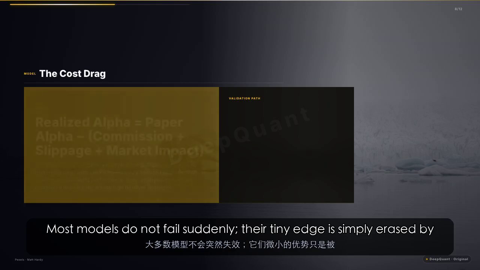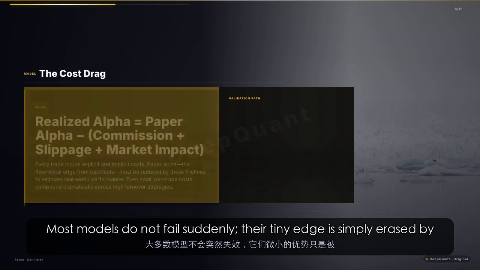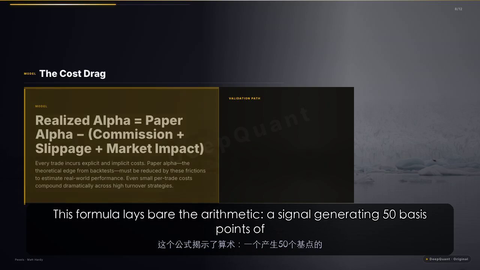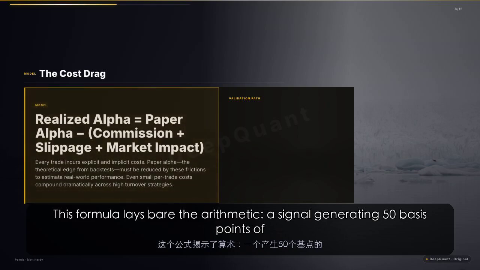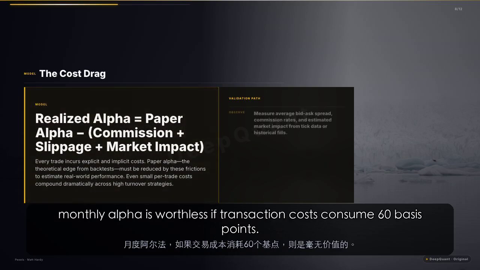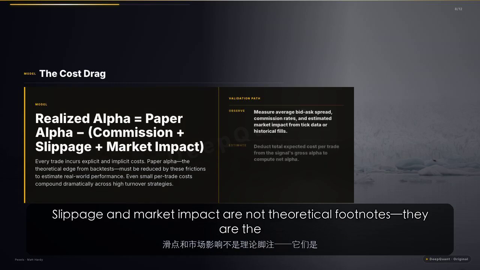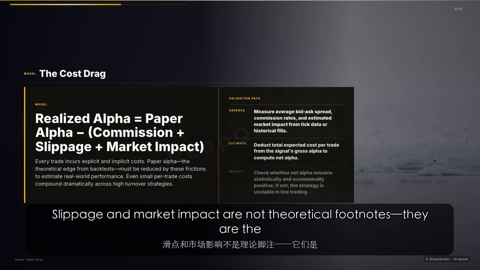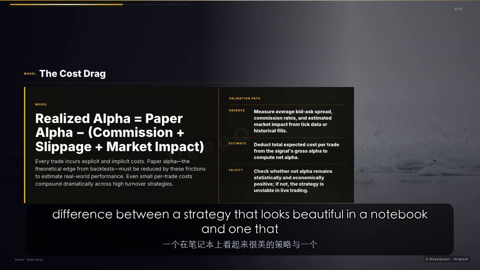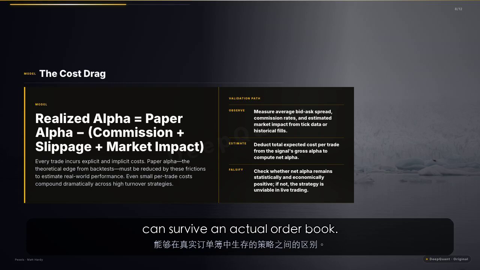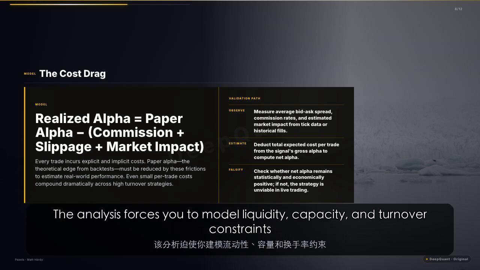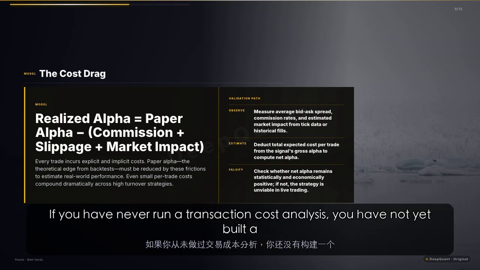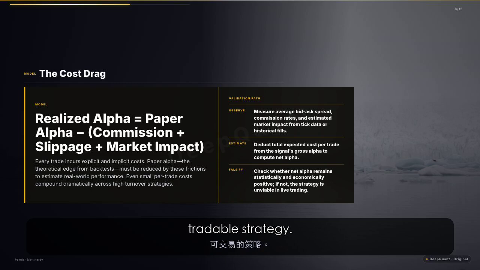Most models do not fail suddenly, their tiny edge is simply erased by friction. This formula lays bare the arithmetic: a signal generating 50 basis points of monthly alpha is worthless if transaction costs consume 60 basis points. Slippage and market impact are not theoretical footnotes, they are the difference between a strategy that looks beautiful in a notebook and one that can survive an actual order book. The analysis forces you to model liquidity, capacity, and turnover constraints before a single dollar is deployed. If you have never run a transaction cost analysis, you have not yet built a tradable strategy.